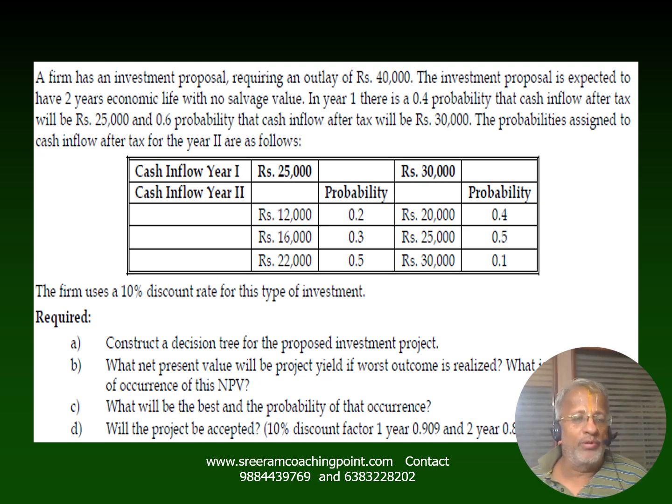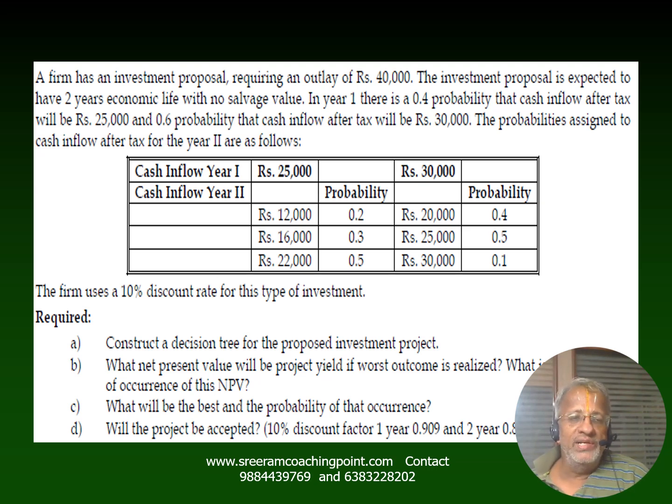Now let us take up a problem. A firm has an investment proposal requiring an outlay of only rupees 40,000. The investment proposal is expected to have 2 years of economic life, and it also has no salvage value. In year number 1, there is a 40% probability that the cash inflow after tax will be 25,000, and 60% probability that it is going to be 30,000, right? And this is for the first year probability.